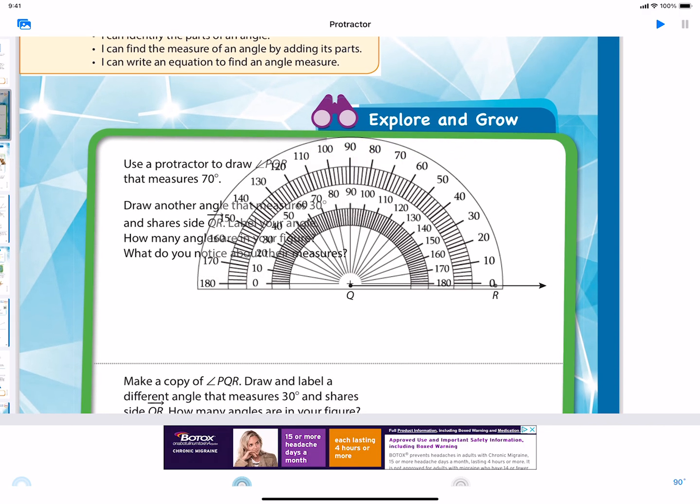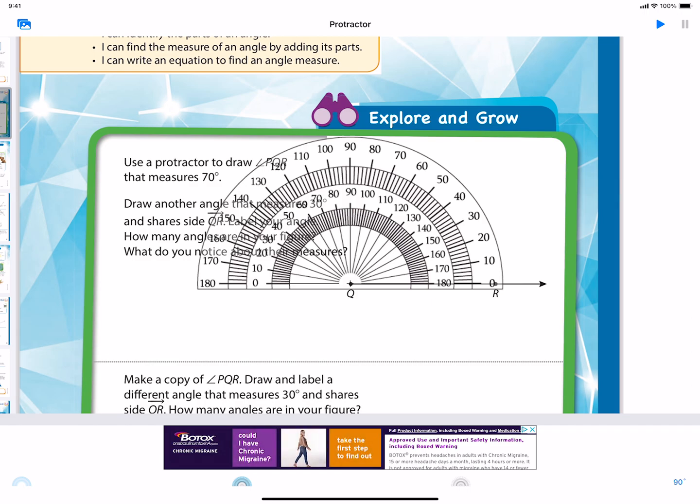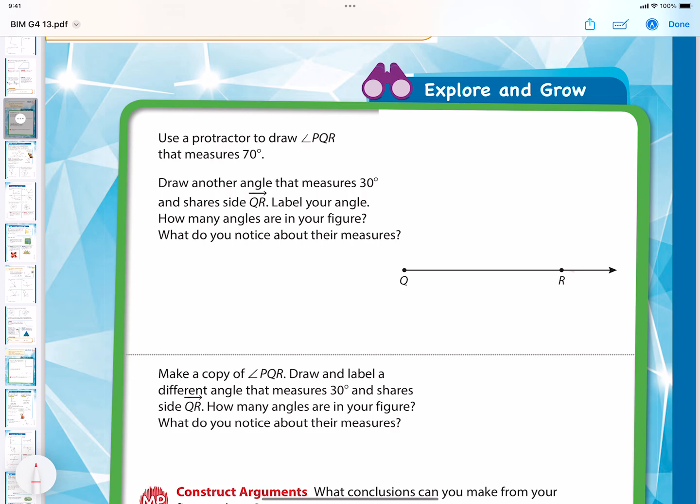So I'm going to go back to my textbook, and I'm going to create a dot in between Q and R. And then I'm going to draw a line. Hold on. Between Q and R, that's the 70 degrees from the vertex we have. So now I'm going to draw this line, and I need to label it as P. And that's 70 degrees.